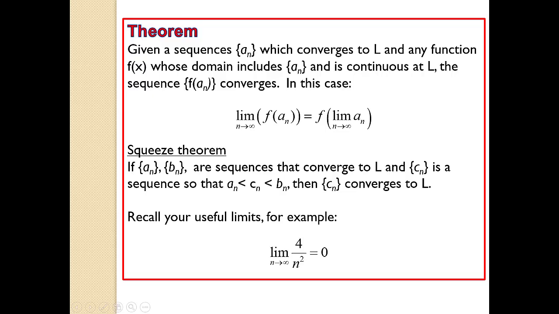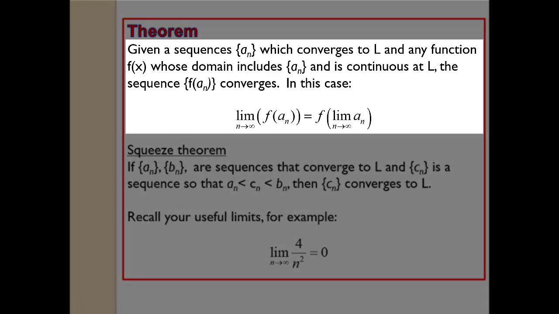Also, here are two other little techniques that we can use. Now, if you're given a sequence a sub n that happens to converge to L, and any other function whose domain includes all the terms in the sequence so that you can evaluate the function at those values, and actually the function is also continuous at L itself, then the sequence that's created when you evaluate the function at each term in the sequence, so you take the sequence and evaluate the function for each of those values, that makes a new sequence. This would then actually also converge.